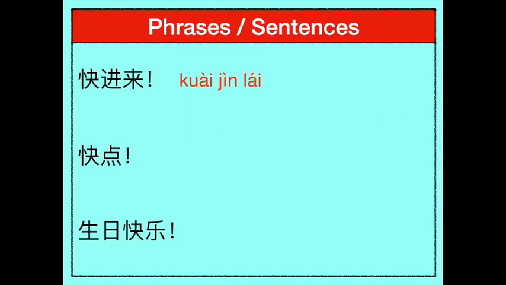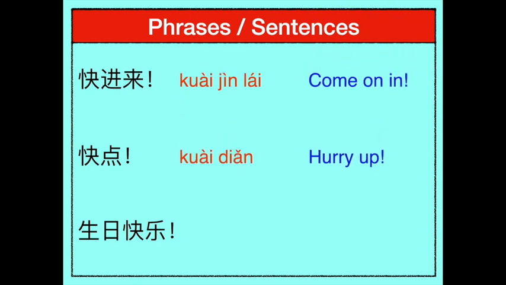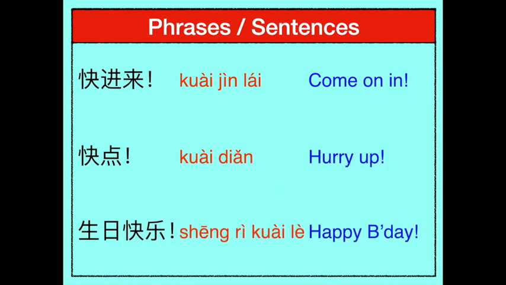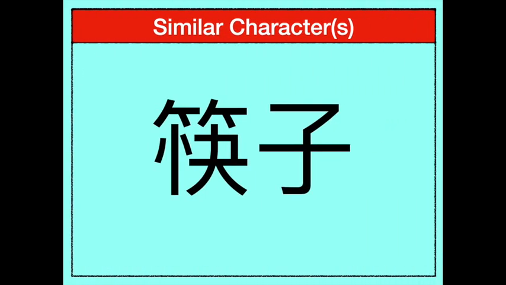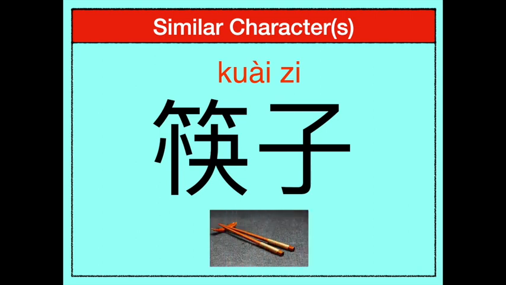快进来 means come on in. 快点 hurry up or come on. 生日快乐 happy birthday. 筷子 means chopsticks. Pay attention. The bottom part of this word is 快, so same as fast, quick, quickly, 快. The top part is a bamboo radical, so 筷子.